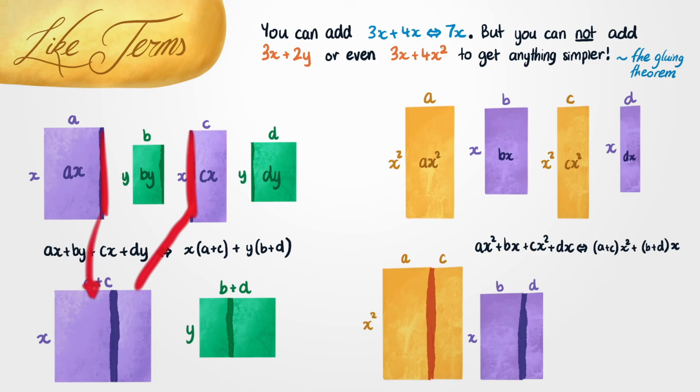This means that you can glue things where you have an x on one side and an x on another, or a y on one side and a y on another. You can even glue an x squared to another x squared, and that works just fine.